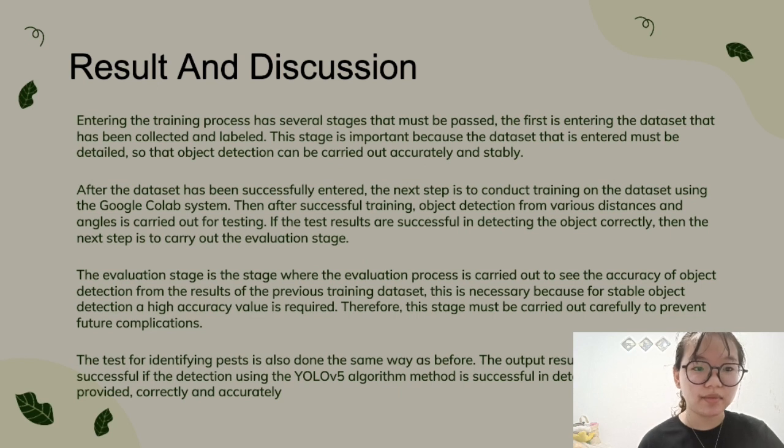This is necessary because for stable object detection, a high accuracy value is required. Therefore, this stage must be carried out carefully to prevent future complications. The test for identifying pests is also done the same way as before. The output results can be said to be successful if the detection using the YOLO version 5 algorithm method is successful in detecting the various objects provided correctly and accurately.